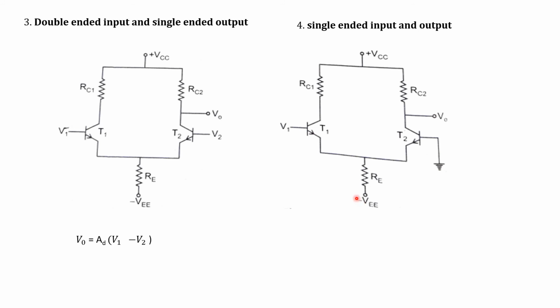This type of amplifier is useful for a direct coupled stage when only one input is to be amplified. Its output is V0 equal to gain multiplied by V1, as one of the input voltages, V2, is 0.